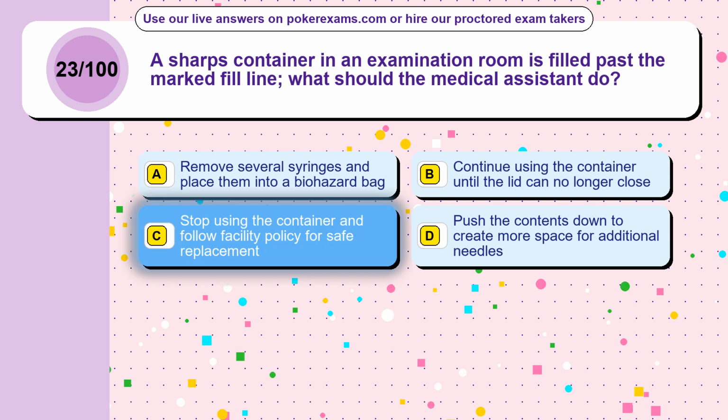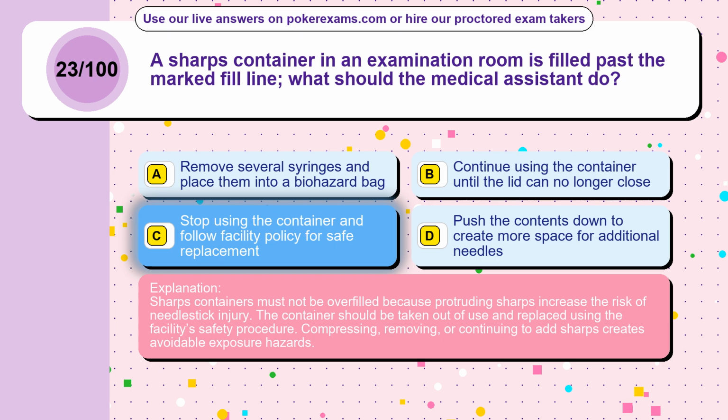The correct answer is option C. Stop using the container and follow facility policy for safe replacement. Sharps containers must not be overfilled because protruding sharps increase the risk of needle stick injury. The container should be taken out of use and replaced using the facility's safety procedure. Compressing, removing, or continuing to add sharps creates avoidable exposure hazards.